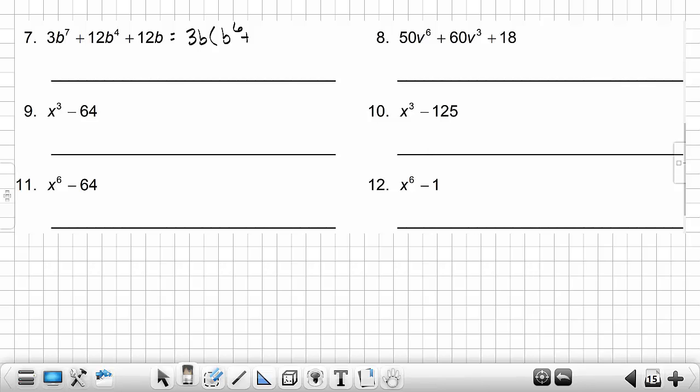No, I'm not subtracting. I'm dividing. So 12 divided by 3 is 4, and I'm taking away a b, so it'll be 4b to the third. And if I take 3b out of 12b, once again, 12 divided by 3, I get 4, and I take the b out, so it's just 4. Okay.